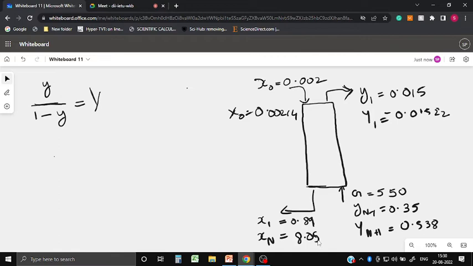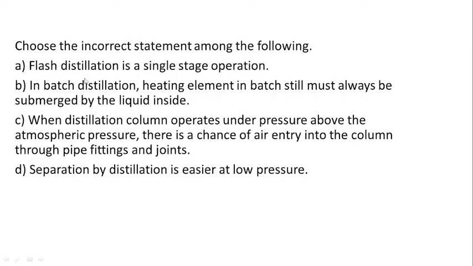And next question, choose the incorrect statement among the following. Flash distillation is a single stage operation. In batch distillation, heating element in batch still must always be submerged in the liquid inside. When distillation column operates under pressure above the atmospheric pressure, there is a chance of air entry into the column through pipe fittings and joints. Separation by distillation is easier at low pressure. So which among the following is incorrect? Option C. Option C.